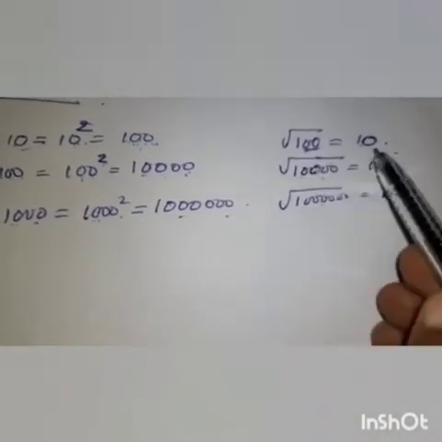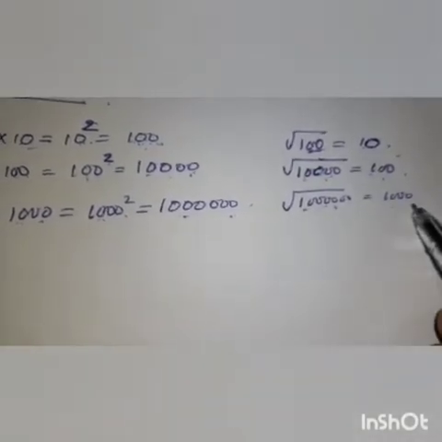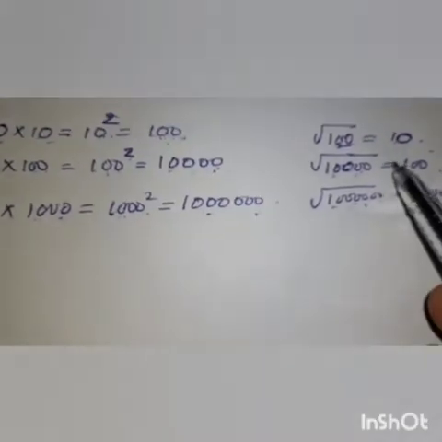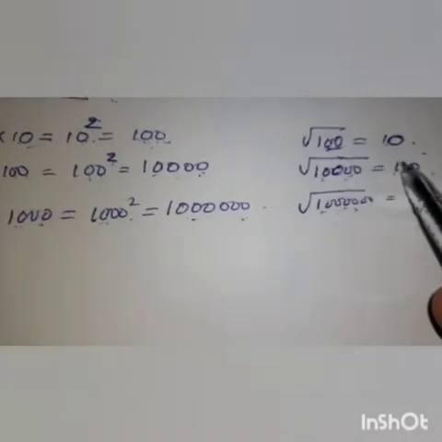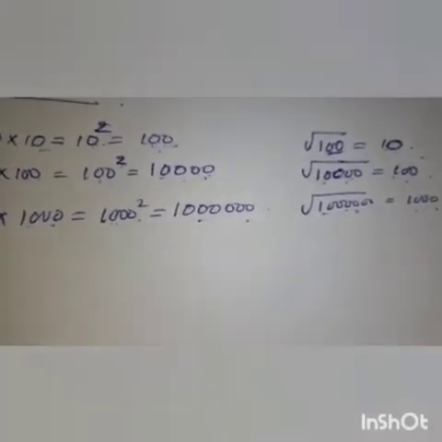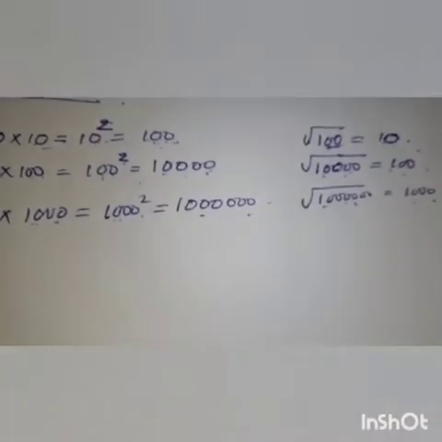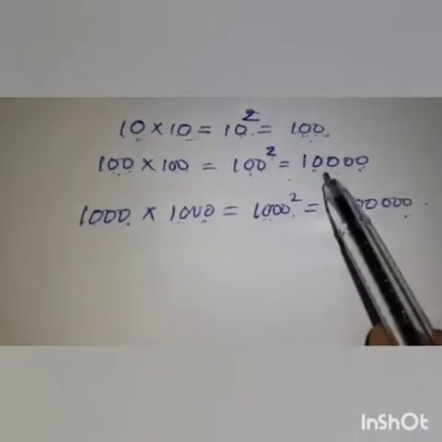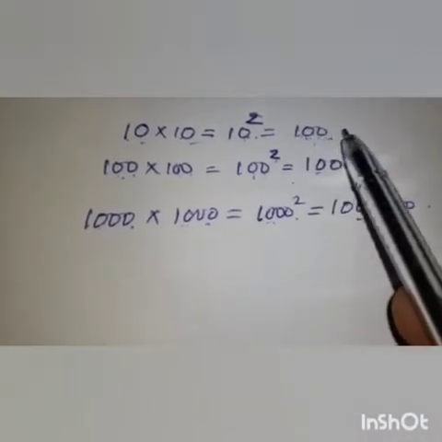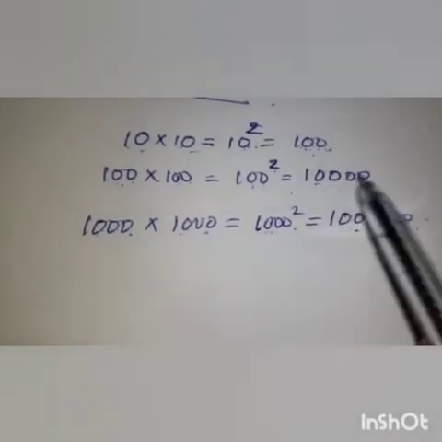So 2 zeros here, here only 1. 4 zeros, it is 2. 6 zeros, it will become 3. So in squares the zeros are doubled, and in square roots they become half. The number of zeros is halved in the square root and doubled in the square. So the number of zeros is even: here it is 2 zeros, here 4 zeros, here 6 zeros.